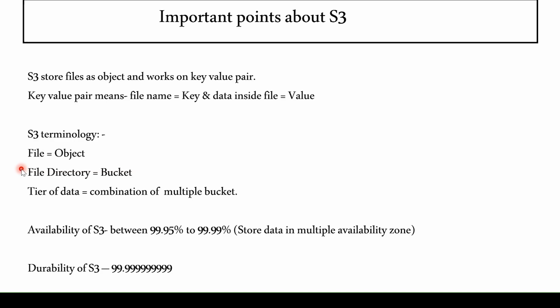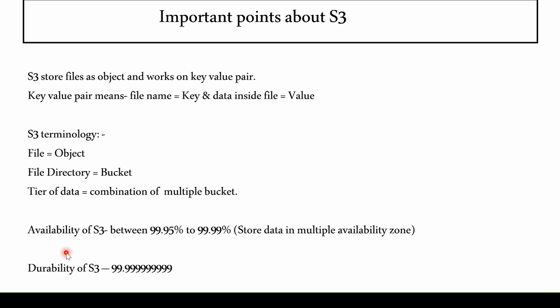Objects mean files, so it is a file storage system. A file directory means a bucket, so the group of files inside a directory is known as a bucket. And a tier of the data is a combination of multiple buckets.